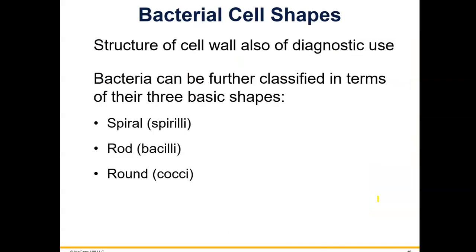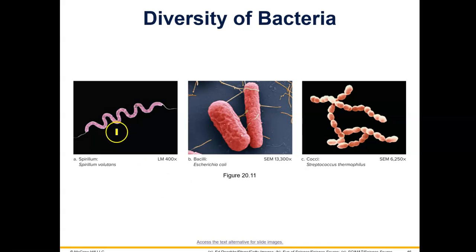Now that we have stained them, we can see their different shapes, and that can help us to classify them. If they're spiral-shaped, we call them spirilla. If they're rod-shaped, we call them bacilli, and if they're round, we call them cocci. So here you can see a spirillum. You can see a bacillus. This is E. coli, Escherichia coli, which is a typical rod-shaped or bacillus-shaped bacterium.